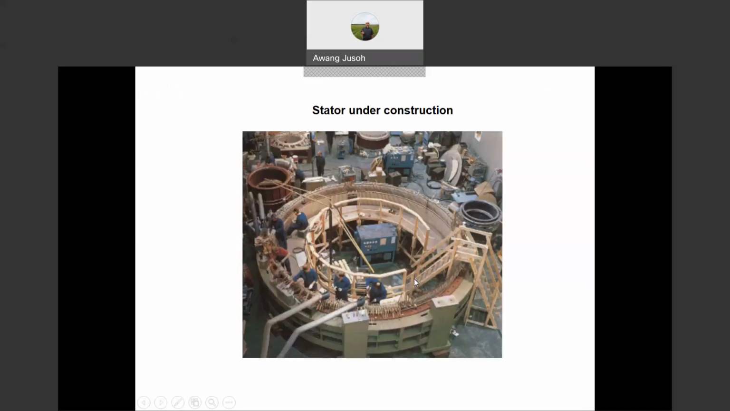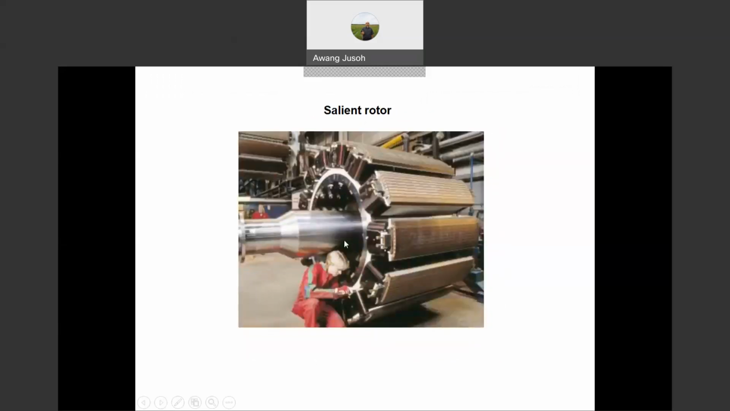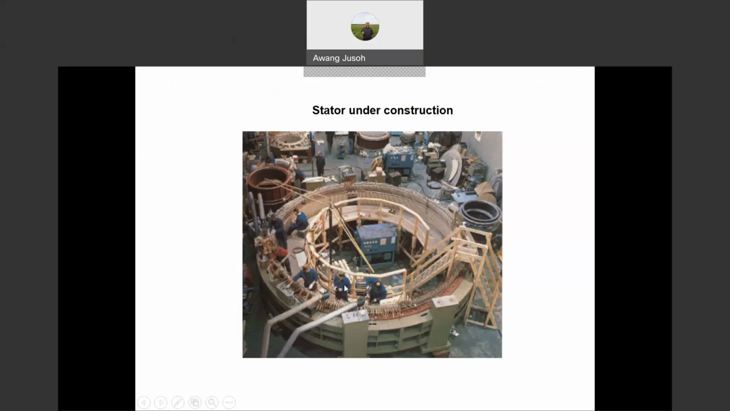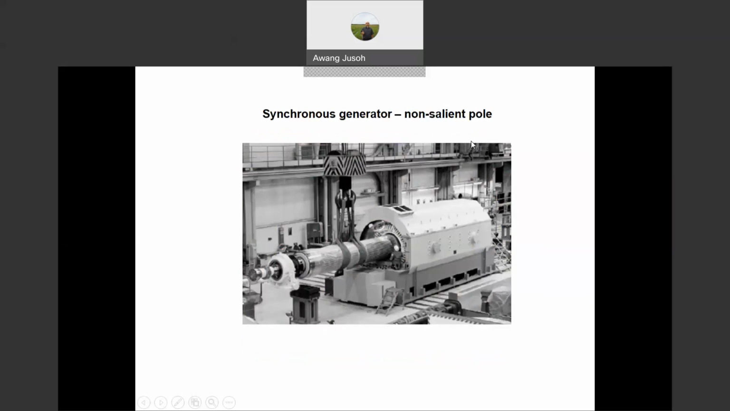And this is the stator under construction. The previous one was the rotor part, the salient pole. This is the stator part under construction. You can see that the diameter is very big, but the length is small. This is to show you the non-salient pole, which is the cylindrical machine just now.